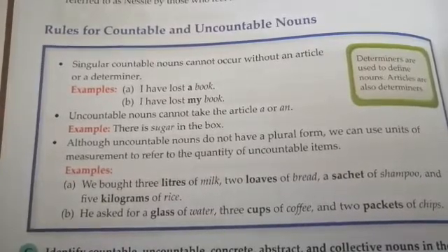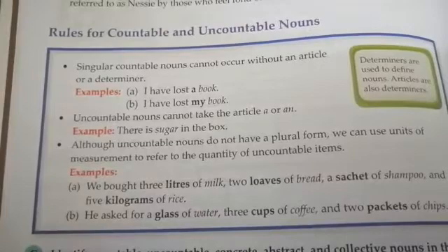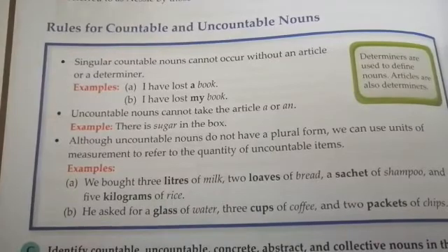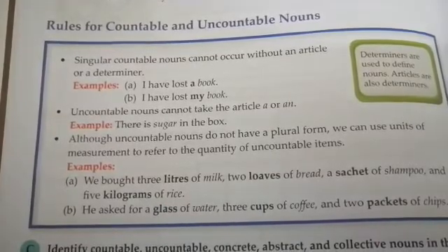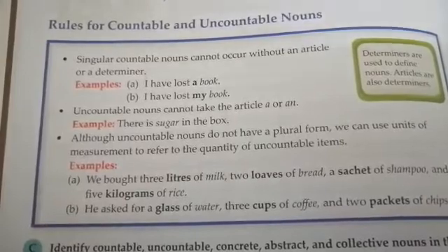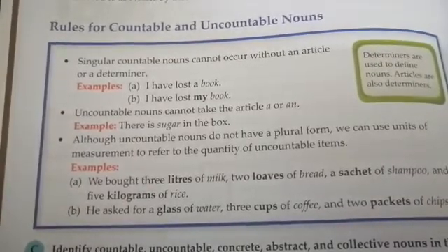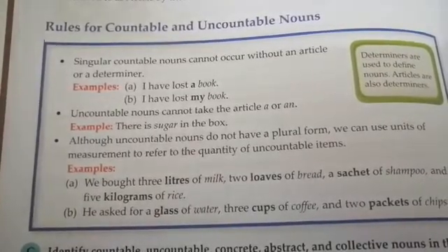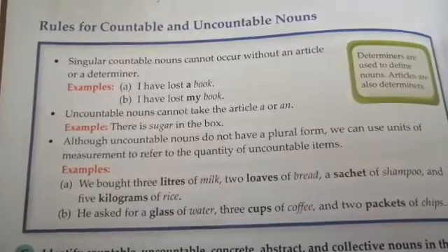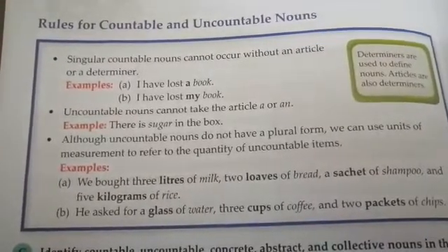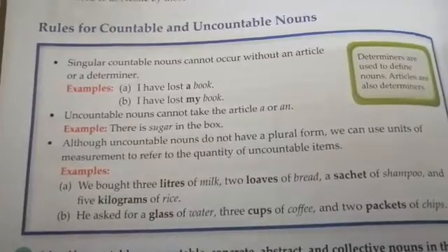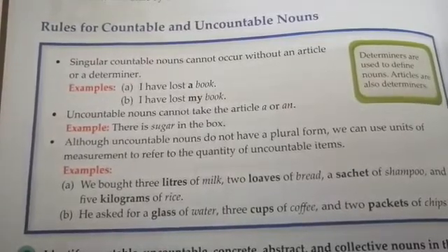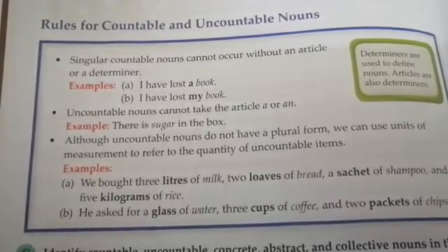I have lost my book. The book in my bag. You see, "the" is an article when we say "the book", and in "my bag", "my" is the determiner. So whenever we have to write singular countable nouns in a sentence, we must check that they have an article or determiner before the noun.